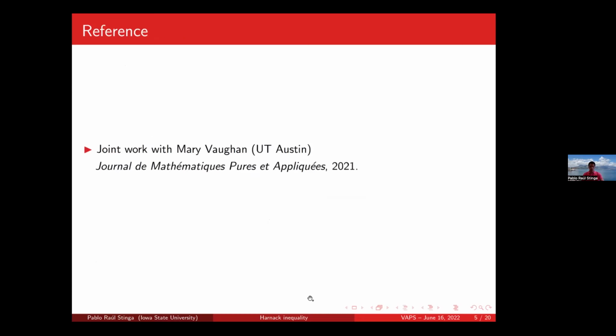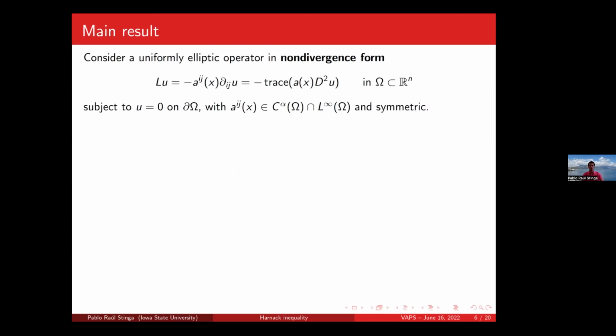So again, as I said, this is joint work with Mary Vaughan, my former PhD student, and it appeared in this journal last year. So what is the main result? Here is the setting. We look at a uniform elliptic non-divergence form operator, where Aij are the coefficients, in trace form in some bounded domain omega, subject to 0 boundary condition on the boundary, and the coefficients are Hölder and bounded and symmetric.